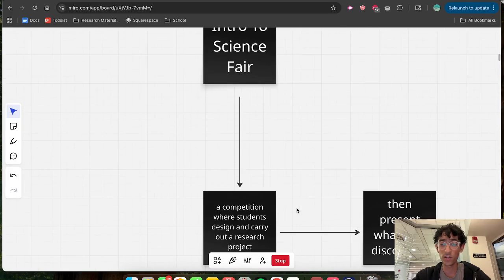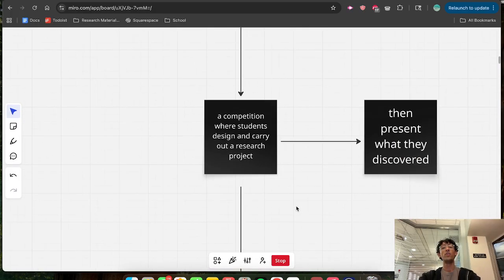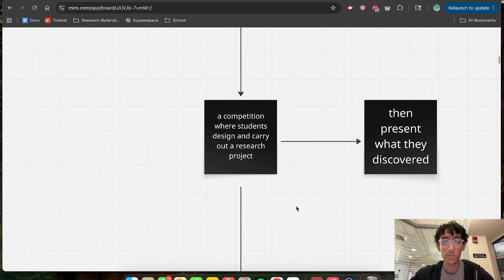All right, intro to science fair. Let's go. So, what is science fair? So science fair is basically a competition where you can design and carry out a research project and then present what you discovered from that research project, okay?